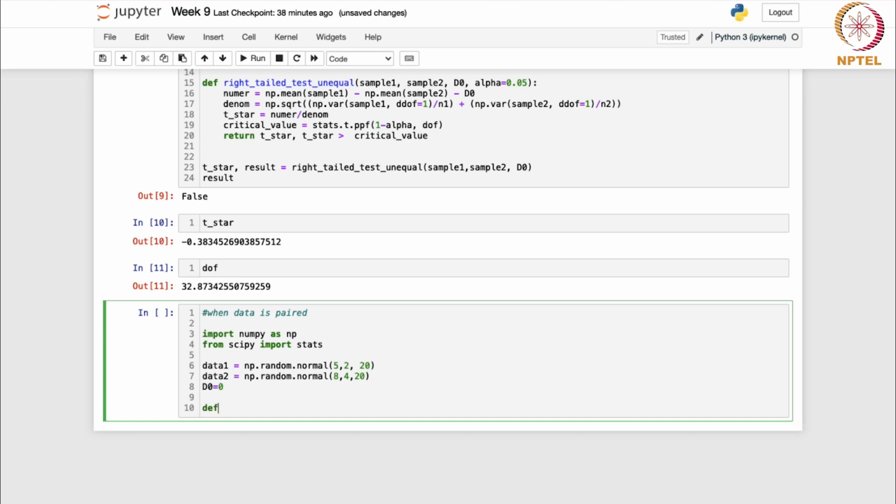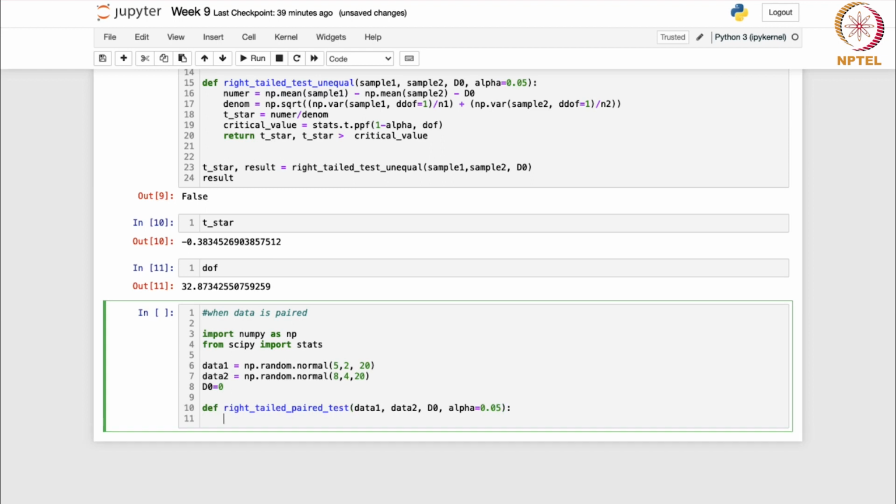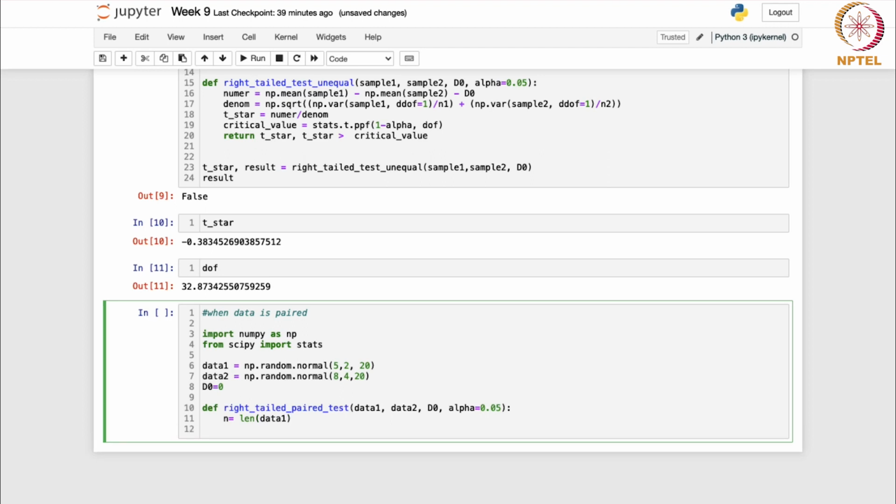So we have to first define this function. This is the name of the function, right tail test, and these are the arguments. So here, right tailed paired test. Okay, so here it would be data 1, data 2, D0, and alpha as 0.05. And n would be the length of your data set, because it is paired, so n1 and n2 are going to be the same anyhow.